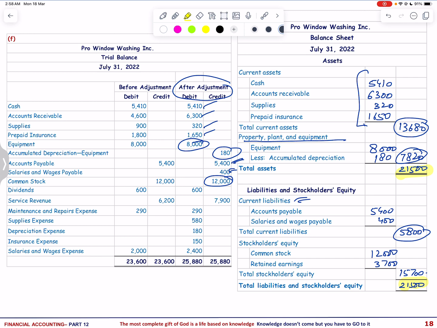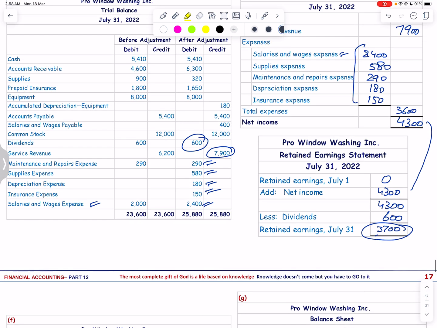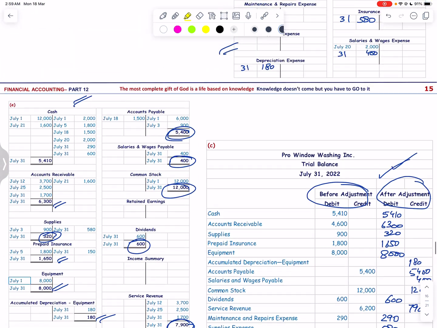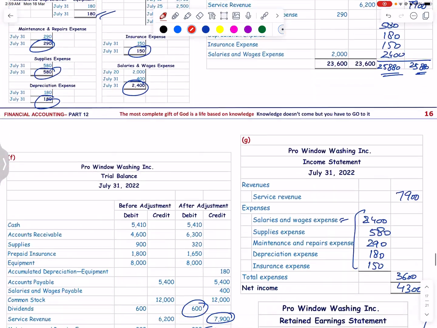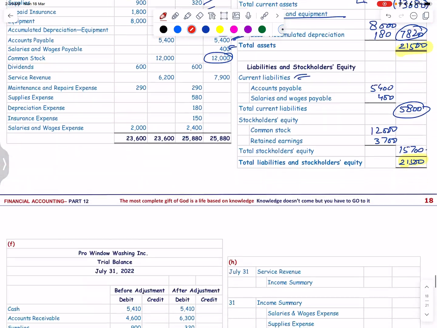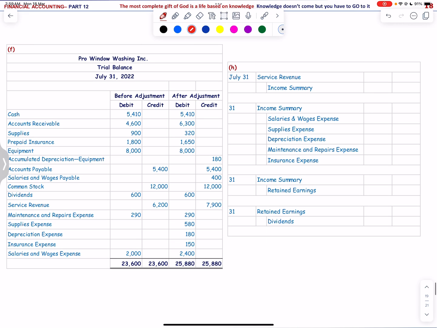So now we have to journalize and post closing entries and complete the journalize and post. So we have to first of all journalize the closing entries, and we have to complete the process. So let us see what we do now. To close, obviously, once again, we are going to close the 4 accounts. We will be closing all the revenue, all the expenses, income summary, and the retained earning.